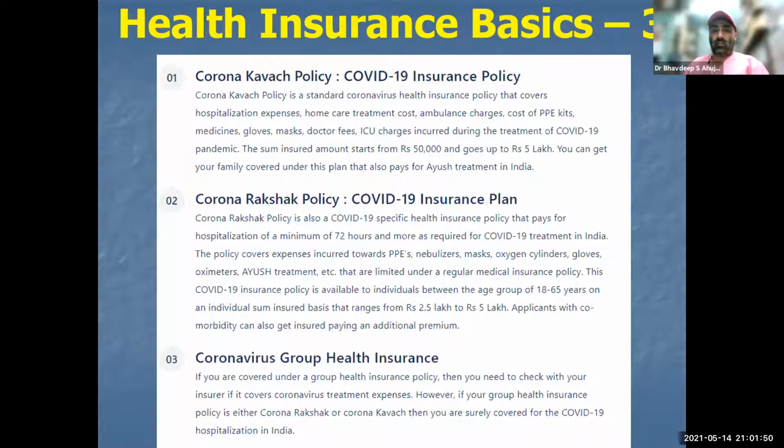So Corona Rakshak was a similar plan. It pays for a hospitalization of minimum 72 hours and covers nebulizers, oxygen cylinders, oximeters, ICU treatment, and all those things as well. So the coverage is from 2.5 to 5 lakhs. So even the comorbidity guys can get a policy by paying a little bit extra premium. Then the employers were actually required to take a coronavirus group health insurance policy as well for their organizations, and many did opt for the same.